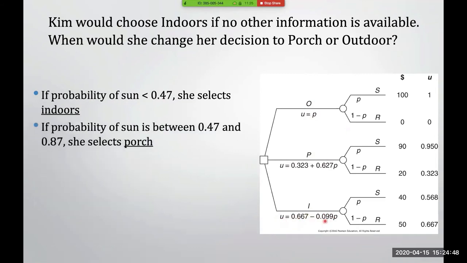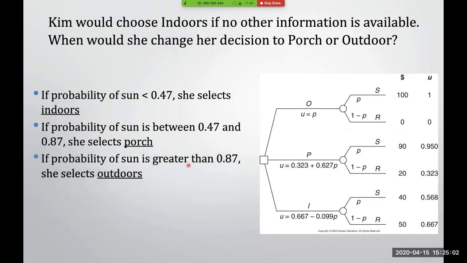Okay. If the probability of sunny day is between 0.47 and 0.87, then this value will be the highest. That means Kim would choose porch party instead. And if P is greater than 0.87, then this will be highest, and Kim would choose outdoor.